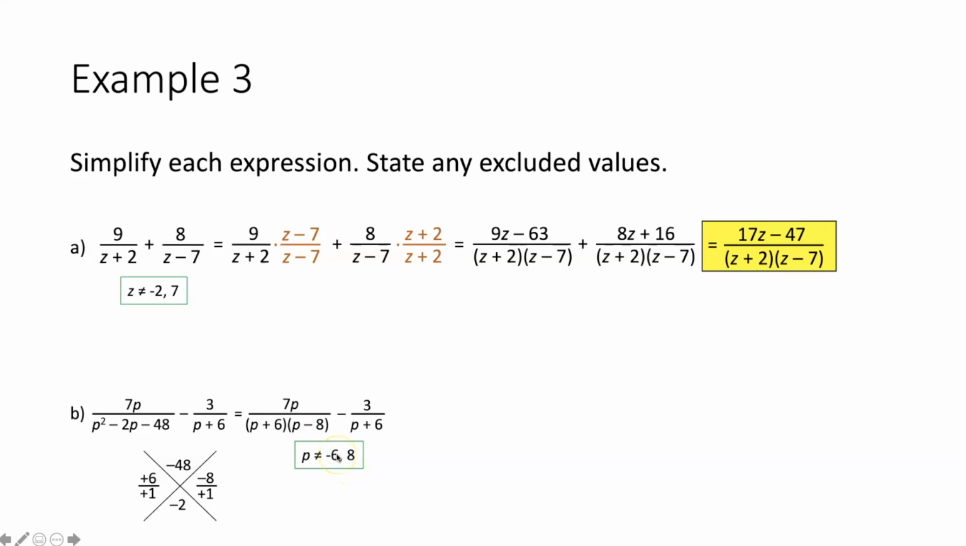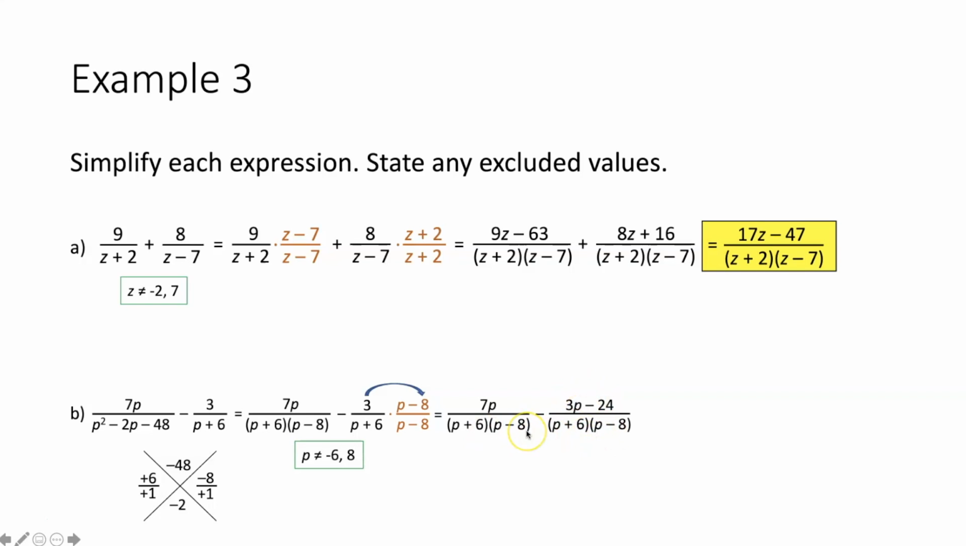Now that we know our excluded values, we can move on to step 3, which is to make sure that these two fractions have a common denominator. So the denominator of this fraction is p plus 6 times p minus 8. This fraction over here has a denominator that's just p plus 6. So we clearly need to multiply it by p minus 8. Whatever we do to the denominator, we got to do to the numerator. So we're going to multiply this fraction by p minus 8 over p minus 8. That way it's a form of 1. It doesn't actually change our fraction, but it will give us a common denominator. So this fraction over here is already simplified, but this fraction we said we're going to multiply by p minus 8 over p minus 8. So we distribute that 3 to the p and to the negative 8, and we end up getting 3p minus 24 in our numerator over here.